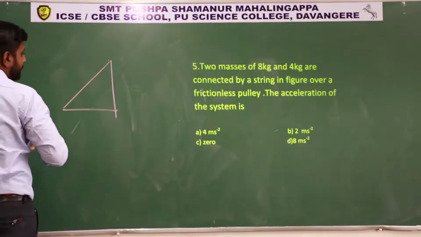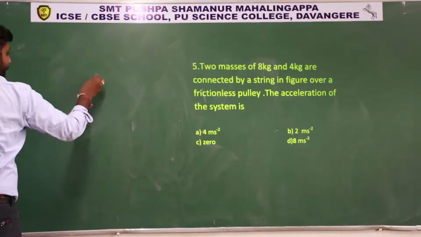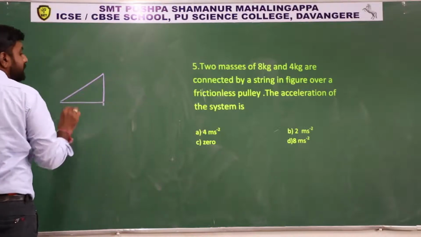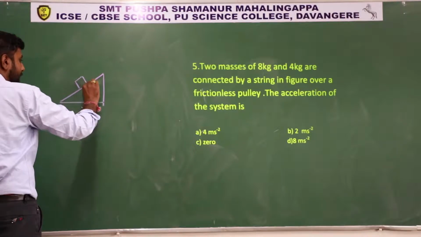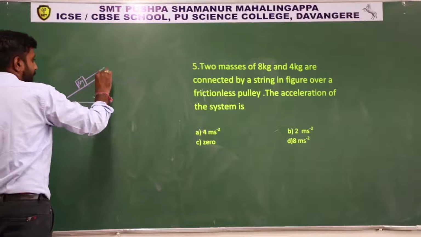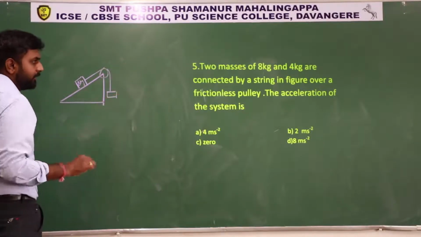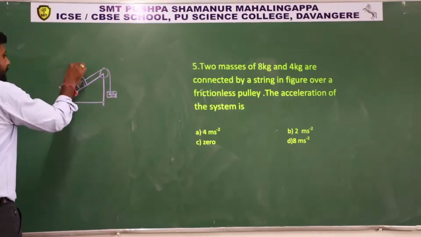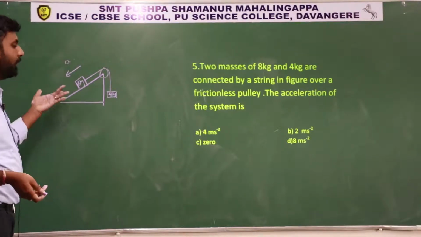This is a wedge, let us consider, and there are two masses. Let us take this as 8 kg, and here there is a pulley, and one more mass. Let us consider this as 4 kg. Okay, let us say this is only the acceleration. We will find what answer we will get.